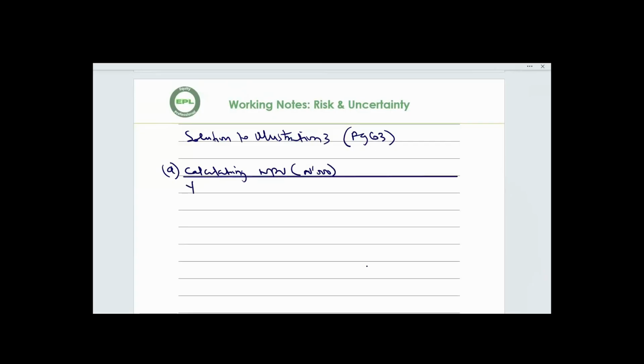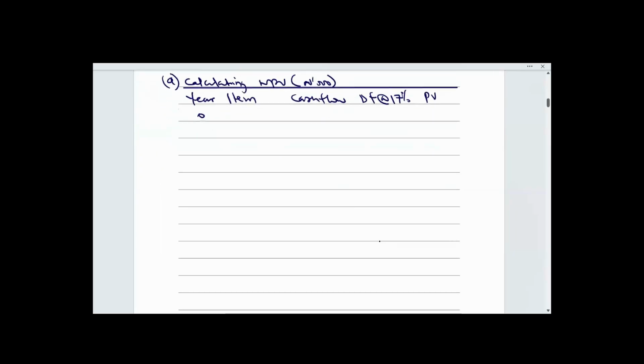So I will create a column for year, description of items, cash flow, discount factor. According to the question, cost of capital is 17%. Then present value. Year zero. The useful life of this project is 10 years. So I will do year 1 to 10.